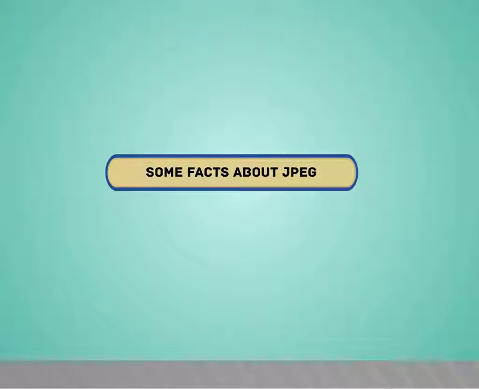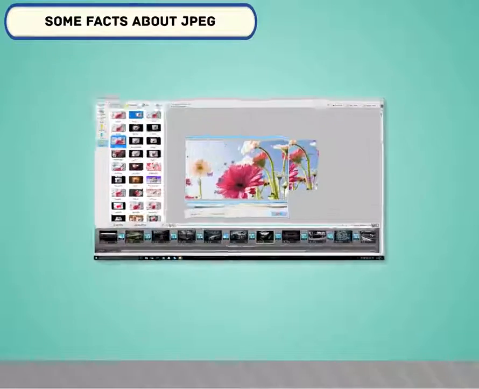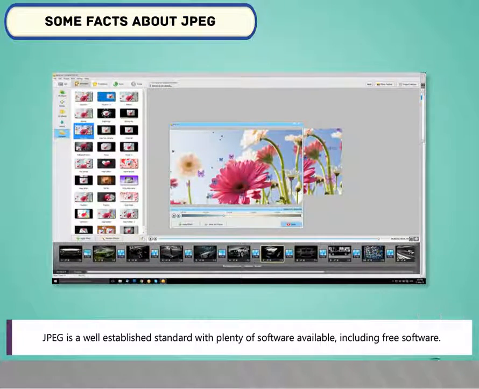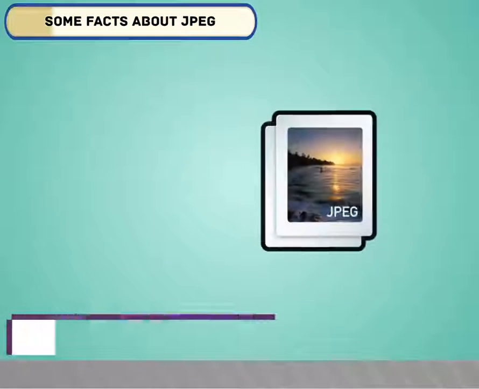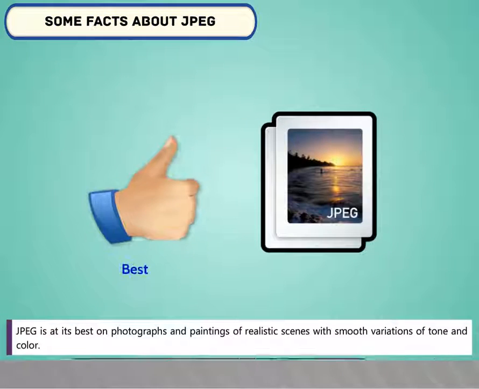Some facts about JPEG. JPEG is a well-established standard with plenty of software available, including free software. JPEG is at its best on photographs and paintings of realistic scenes with smooth variations of tone and color.